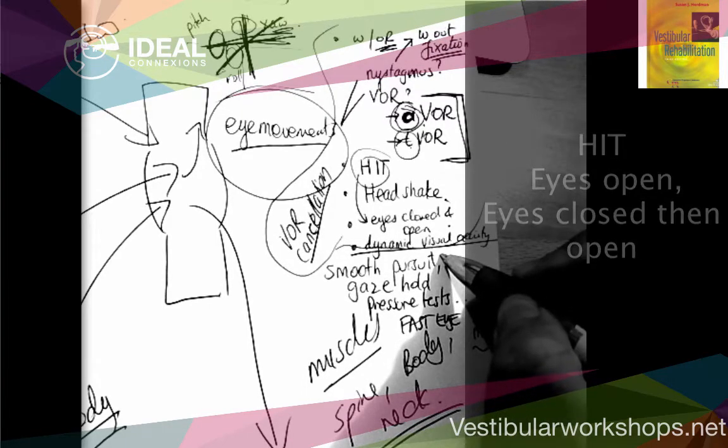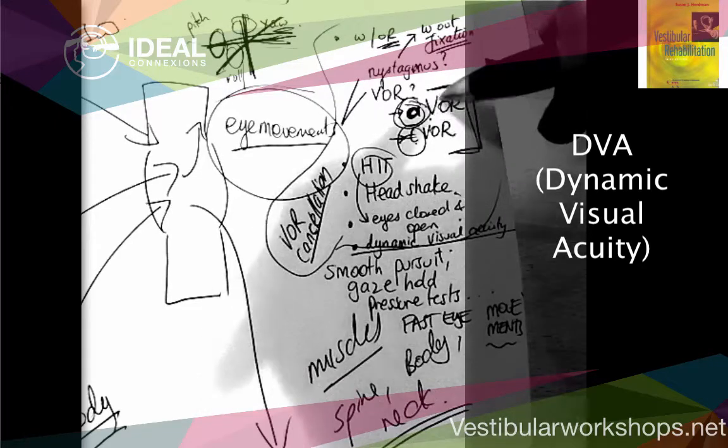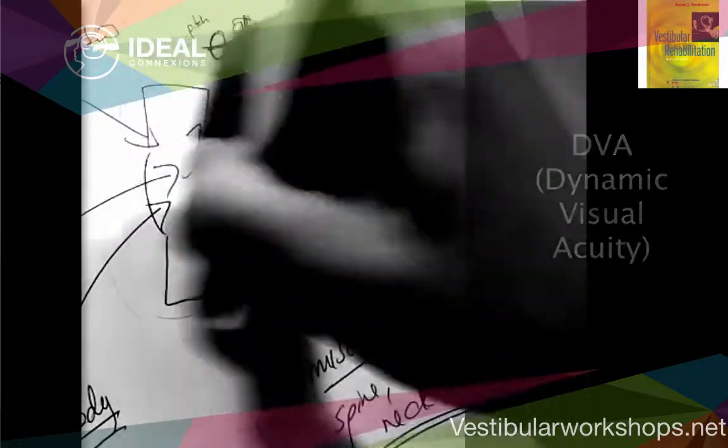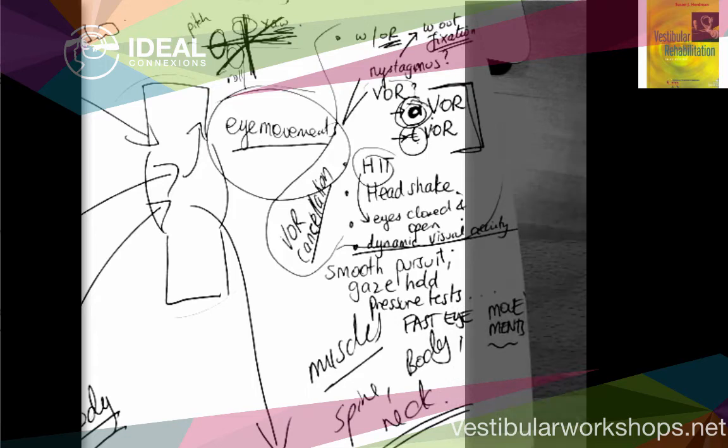Dynamic visual acuity, just fancy words for putting up an eye chart and just having the patient read it while they turn their head side to side. Now, if you've got a good VOR and therefore good integration here and probably good integrity here, you can still read a line on a chart while your head moves. That's the whole point of the vestibular system. That's its primary initial function.